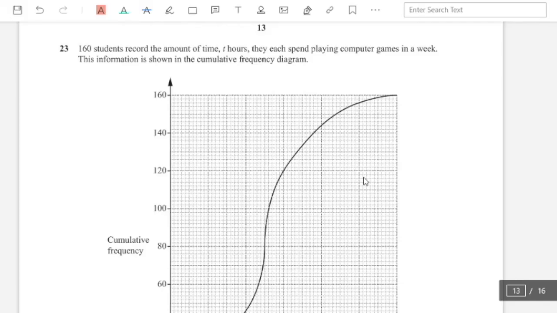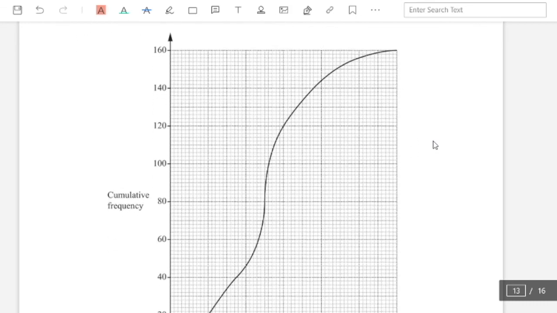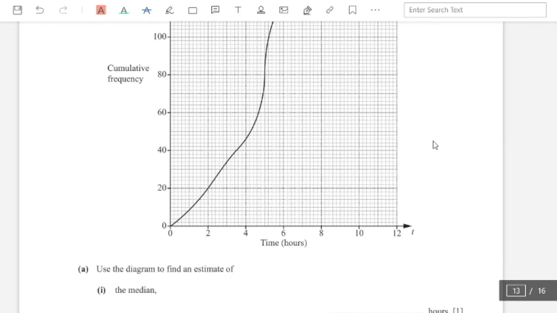Question number 23. 160 students record the amount of time, in hours, they each spend playing computer games in a week. This information is shown in the cumulative frequency diagram. So we have a graph over here. Use the diagram to find an estimate of the median.